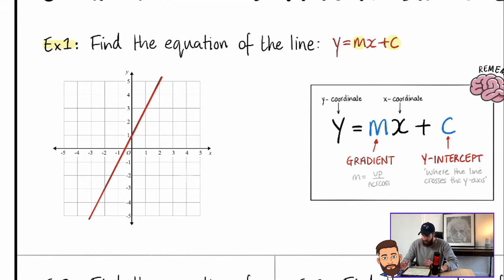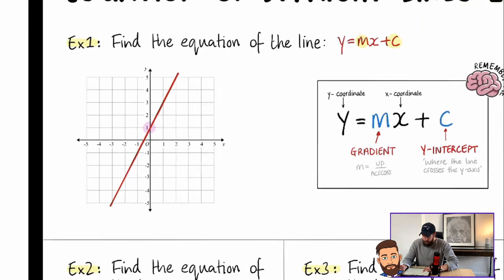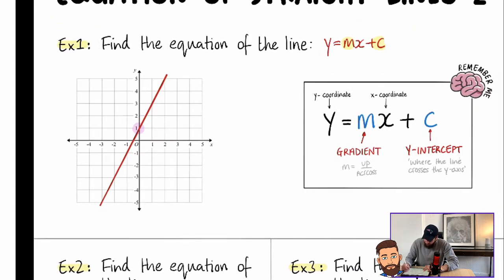Now the easiest one of those is c, because c is where the line crosses the y-axis. It stands for the y-intercept. Well, that is obvious. When you look at a straight line, all you need to do is look at your y-axis and find where does this line cross it. And clearly it crosses it here at 1. So we would say that the y-intercept c, if I put that in pink as well, is 1. Okay, so the y-intercept c is 1, and we will come back to that when we go to fill in our equation. So c is 1.